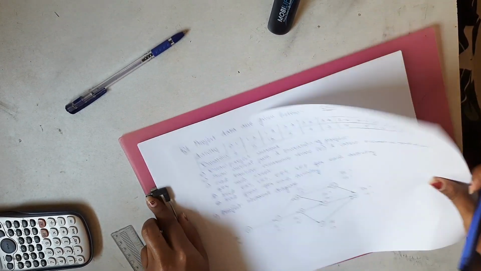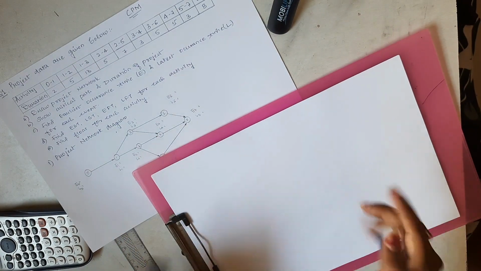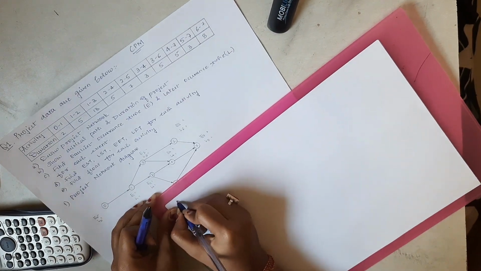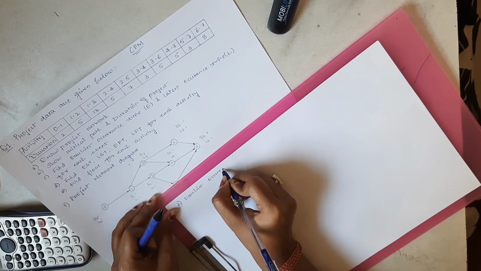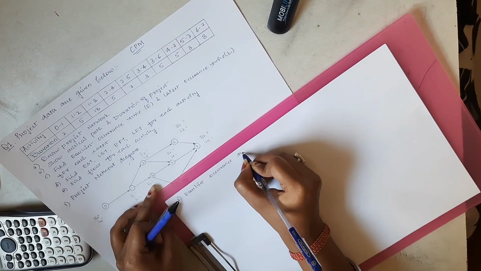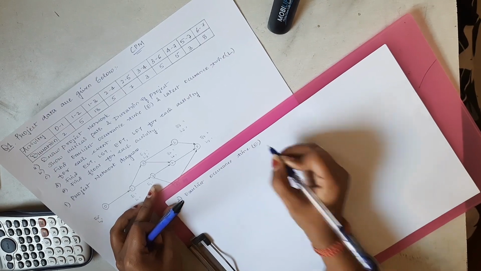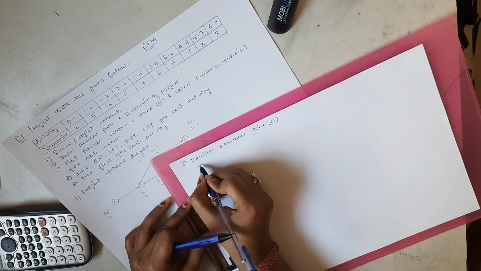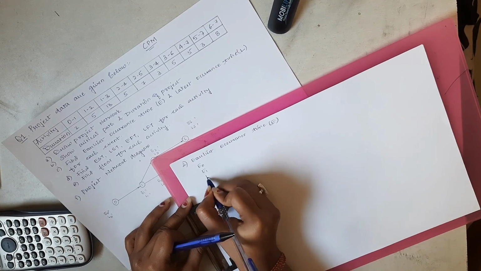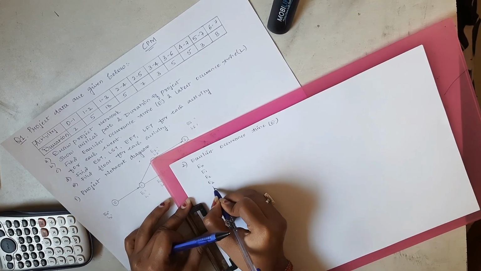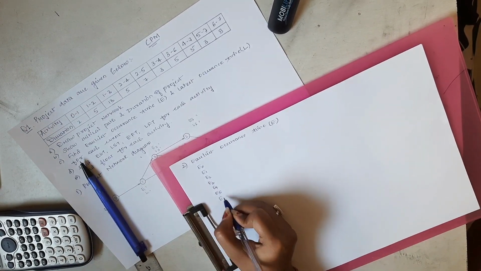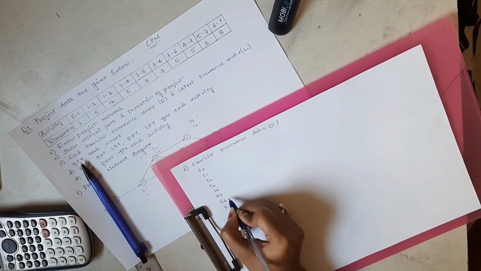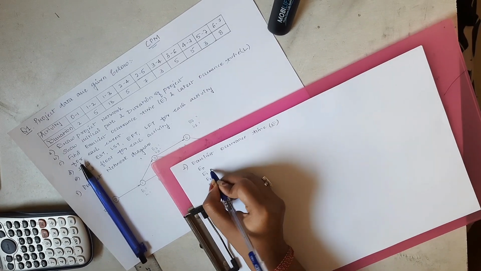Now next we are going to move to our next page, where we are going to calculate the E, that is earliest occurrence time. So for E you're going to simply write in ascending order E1, E2, E3, E4, E5, E6 and E7.